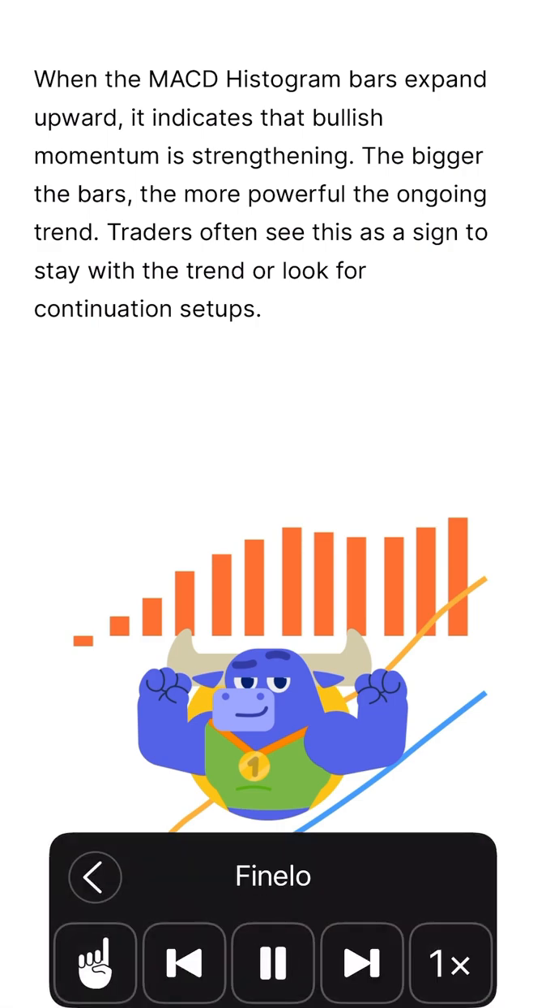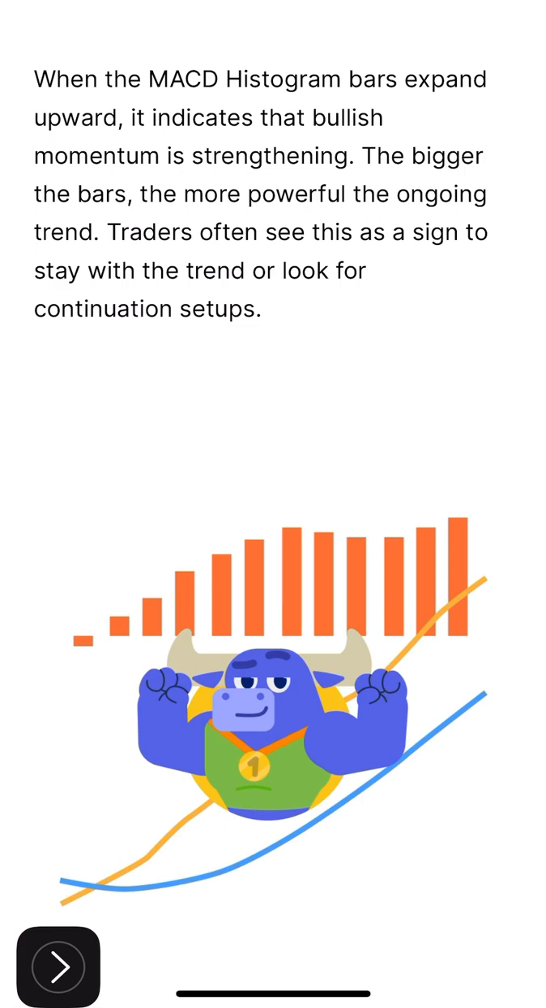When the MACD histogram bars expand upward, it indicates that bullish momentum is strengthening. The bigger the bars, the more powerful the ongoing trend. Traders often see this as a sign to stay with the trend or look for continuation setups.